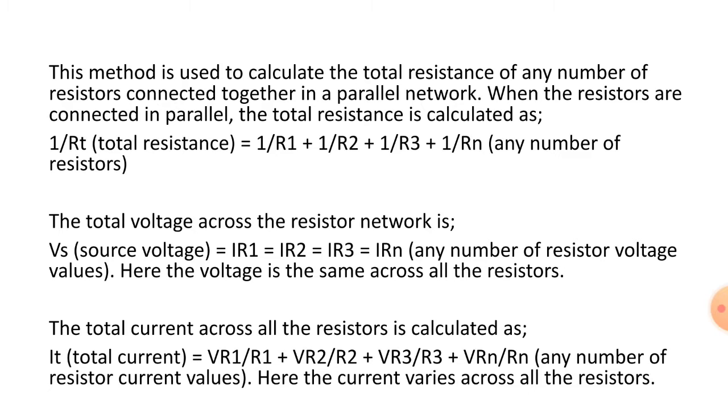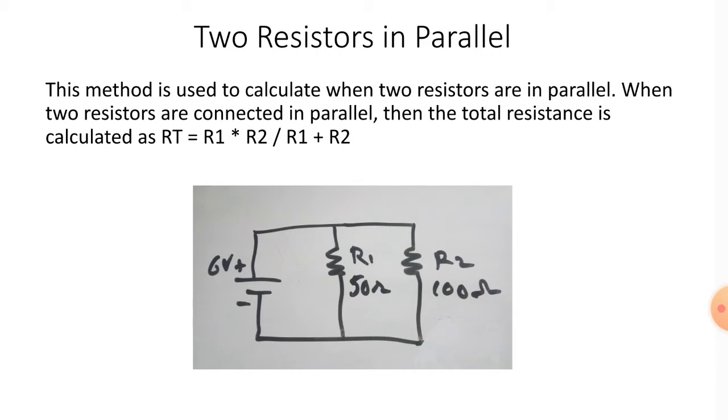The total current across all the resistors is calculated as IT, or total current, equal to VR1 by R1 plus VR2 by R2 plus VR3 by R3 plus VRn by Rn, or any number of resistor current values. Here the current values vary across all the resistors. Two resistors in parallel. This method is used to calculate when two resistors are in parallel. When two resistors are connected in parallel, then the total resistance is calculated as RT equal to R1 into R2 by R1 plus R2.